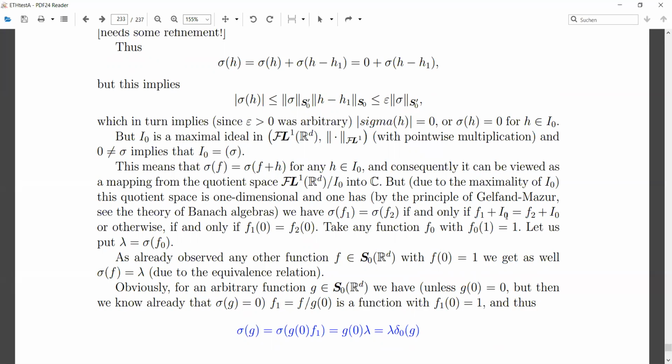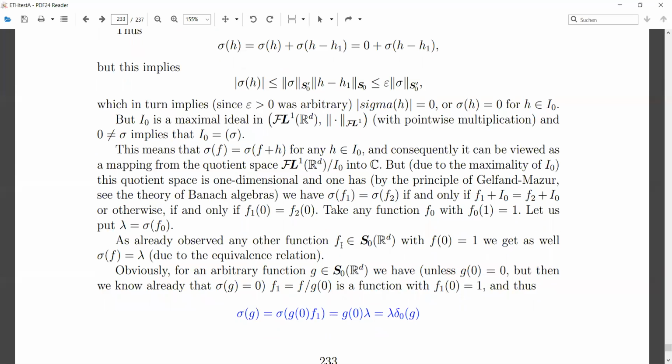If you add arbitrary functions which have 0 value, it just means that the value is fixed, all the rest is determined. Now, you choose any f in S0, which at this point has the value 1. Then you get some number, let's call it lambda. Now, if you come with another element which doesn't have this, you can rescale it. You replace the g by g over g0, and you get the function f1, and this function f1 has the value 1. Kind of that should be a g here.